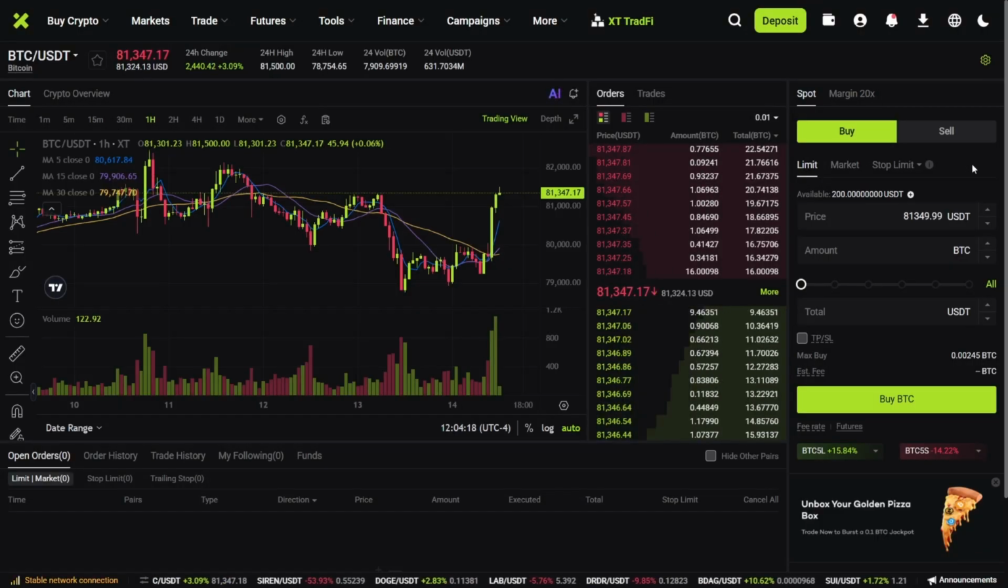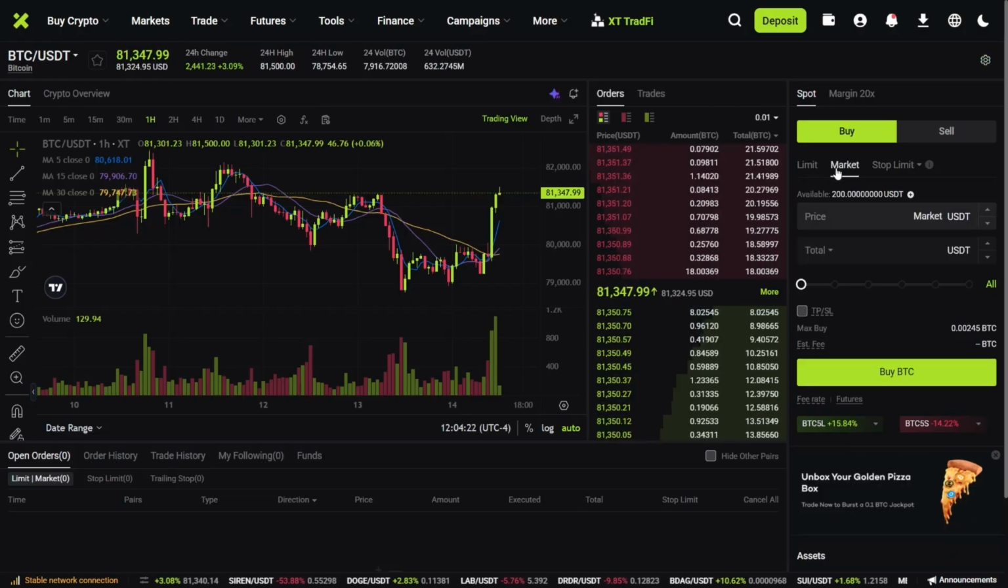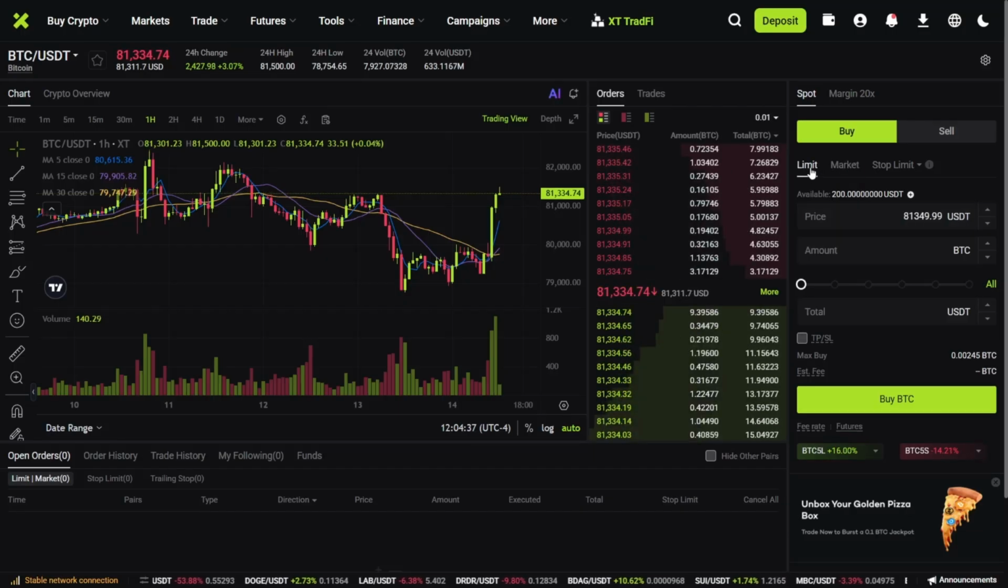Next, we're going to go over the different spot orders you can make on xt.com. We have a market order. A market order buys or sells instantly at the best available price. It's the fastest way to enter or exit a trade, but the final price can be slightly different if the market is moving quickly. Next to the market, we have a limit order. A limit order lets you choose the exact price you want to buy or sell at. The order will only fill if the market reaches your selected price.